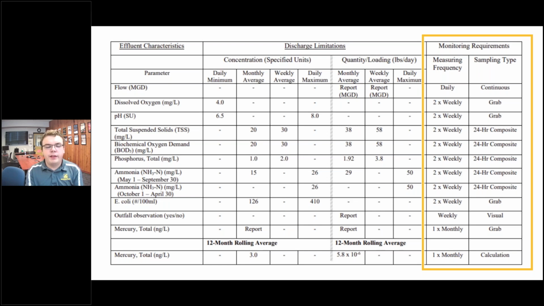So to run through a quick example of a parameter here, we can look at the total suspended solids in the 4th row of this table, where we're allowed 20 milligrams per liter in our effluent, and we have to test that twice a week in a 24-hour composite sample.